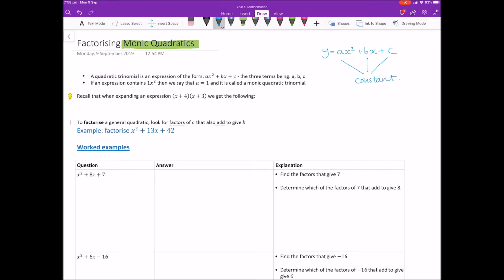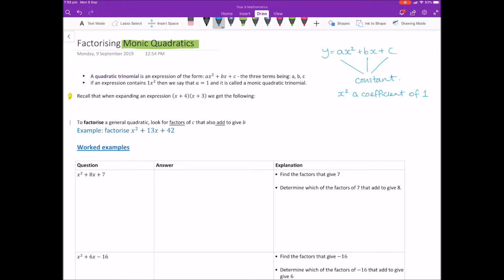If an expression contains 1x squared, then we say that a is equal to 1. So if x squared has a coefficient of 1, then we call this a monic quadratic trinomial.